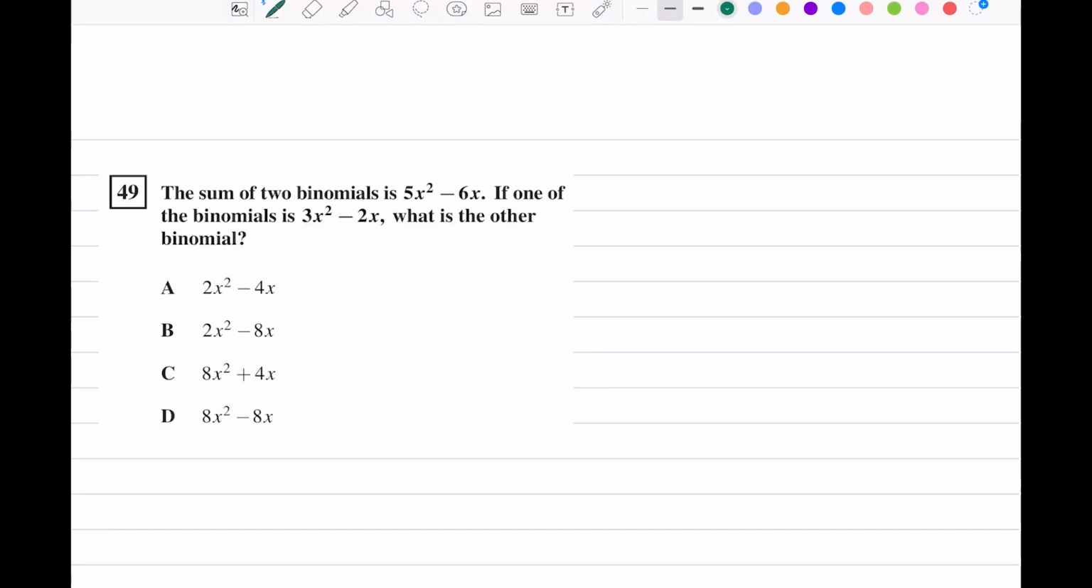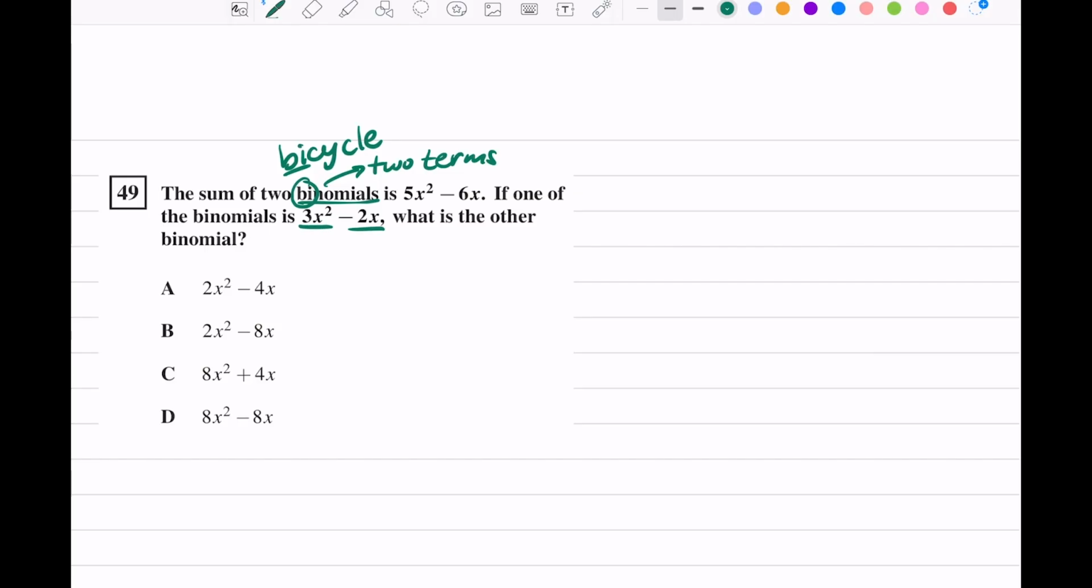The sum of two binomials is 5x squared minus 6x if one of the binomials is 3x squared minus 2x. What is the other binomial? So the word binomial just means two terms. The bi part of it means two. You'll also see it in the word bicycle. So a bicycle has two wheels. That's what that bi means, two. And in this case, a binomial has two terms, two pieces to it.